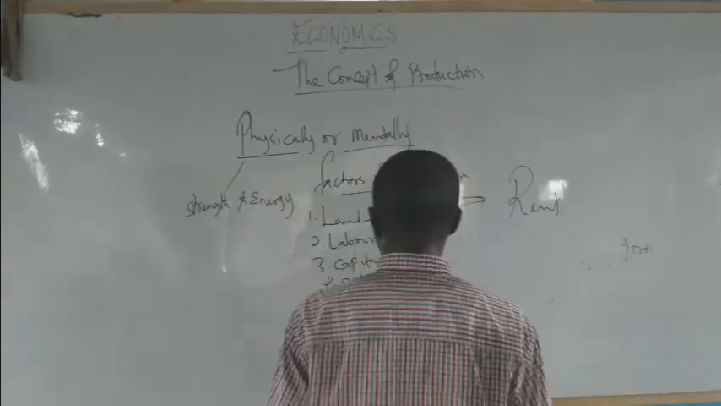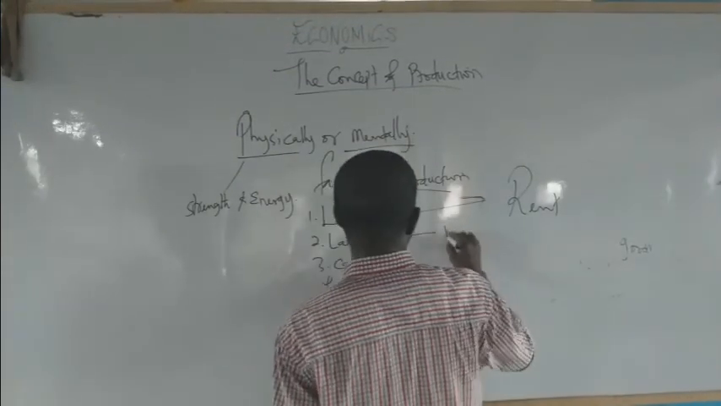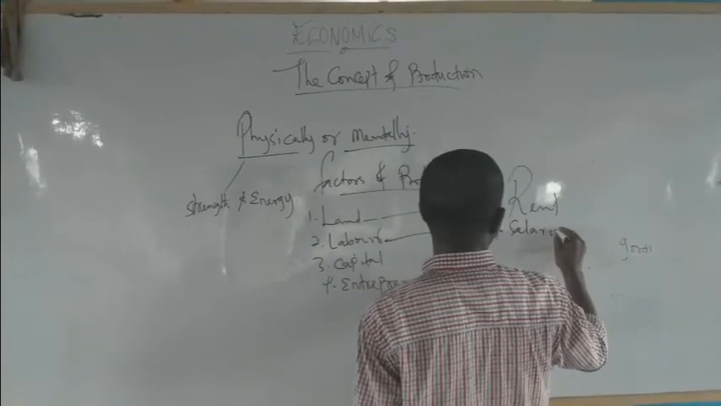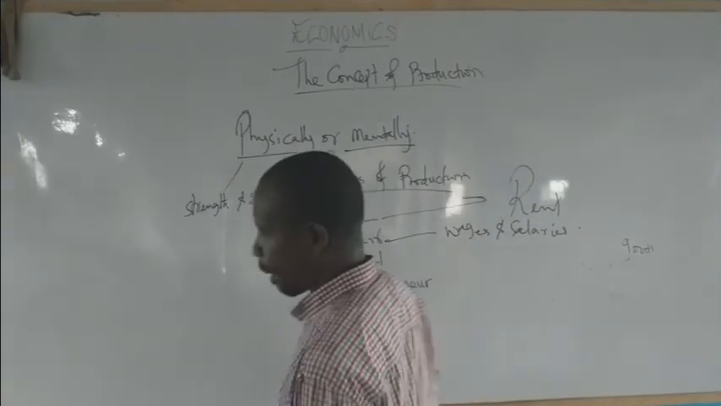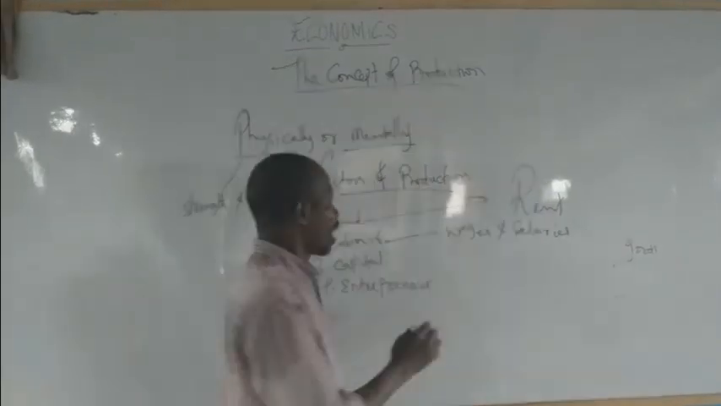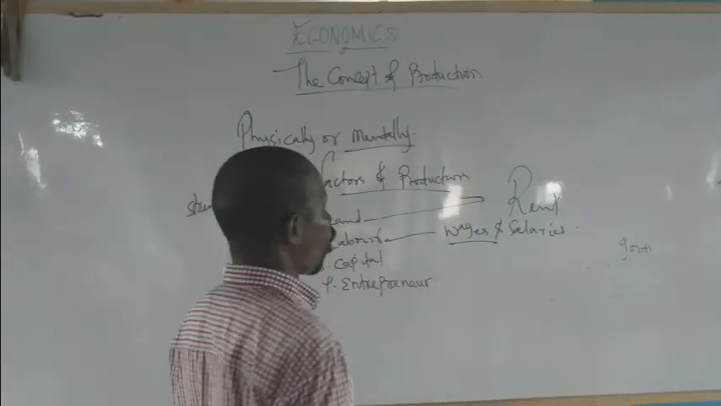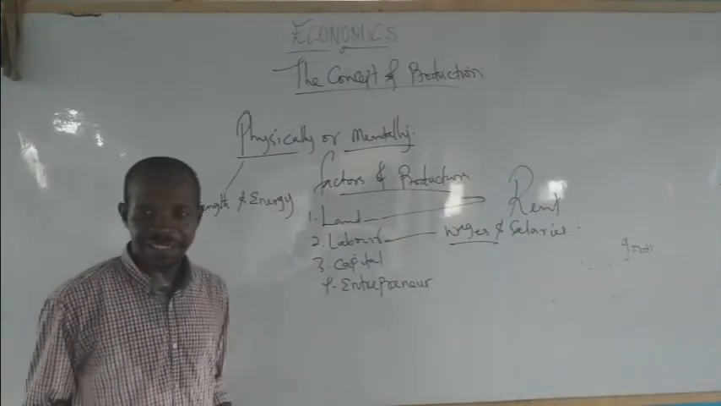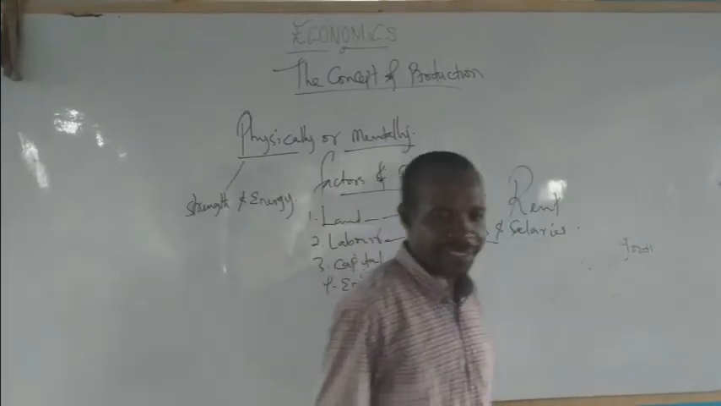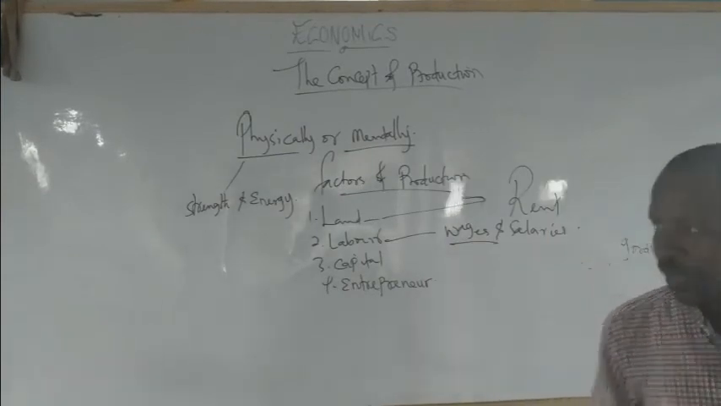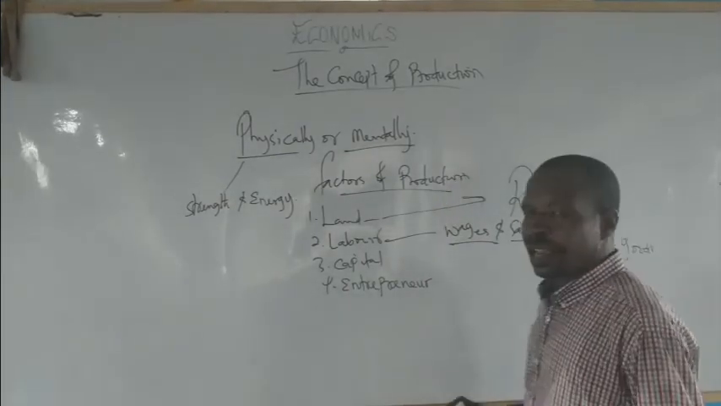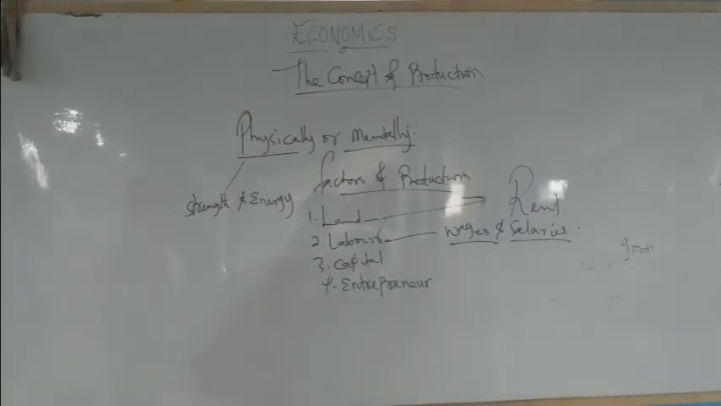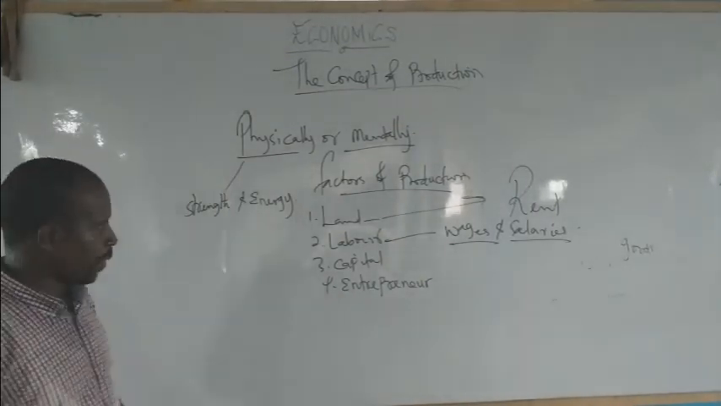So the economic use or reward for labor is wages and salaries. Wages are that amount, the income rather, that labor collects on a daily basis, weekly, or a fortnight. How many days make a fortnight? Two weeks, that's 14 days. Salaries are collected at the end of 30 days or a month. Then the third one is capital.